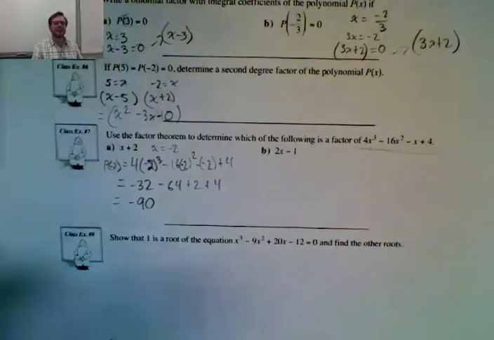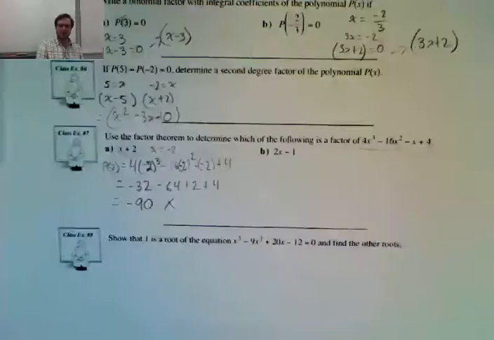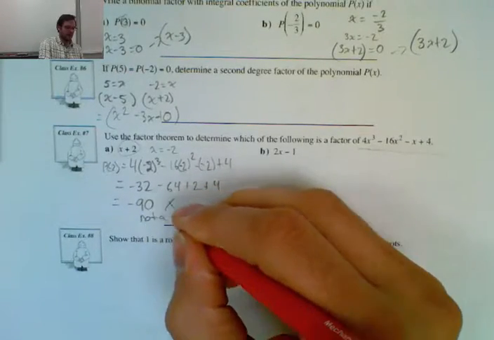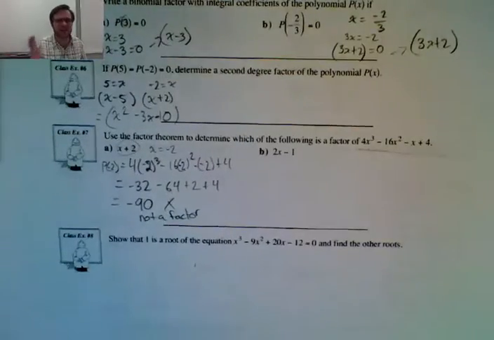So looking at this, we know that x plus 2 is not a factor. Why? Because it doesn't equal 0, so it cannot be a factor.